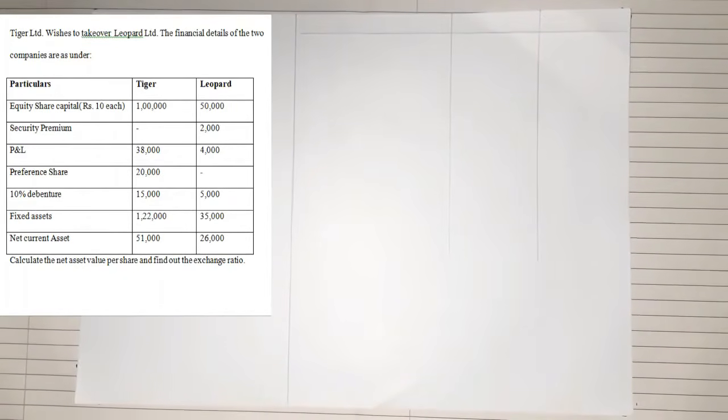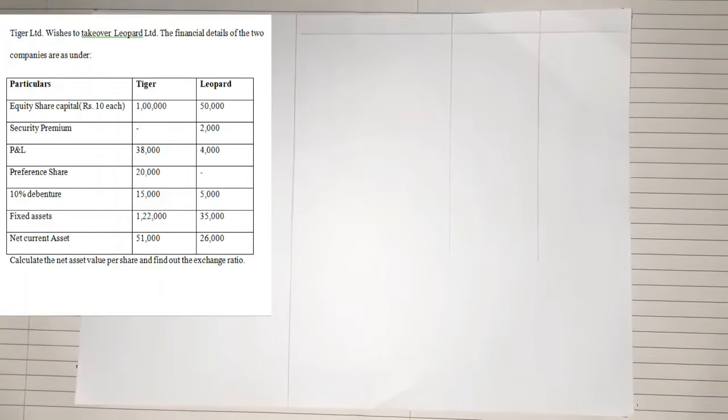They are giving you Tiger Limited and Leopard Limited, and they are giving you equity share, security premium, profit and loss account, preference share, debentures, fixed asset and current assets. After that, they're asking you to calculate the net asset value per share and find out the exchange ratio. Now we have already discussed the format, how you need to solve in order to find the value of share as per net asset method, and what are the formulas to find the exchange ratio. So now let us inculcate the same in this particular sum.